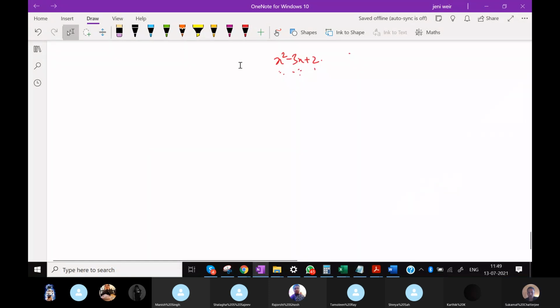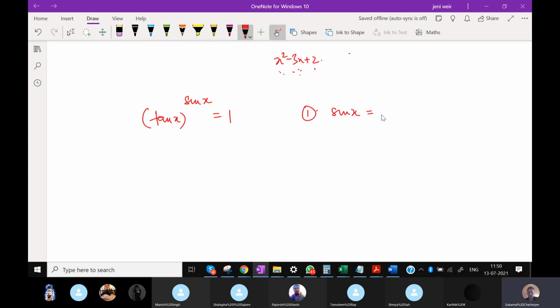Okay. Now let us take an example where we take trigonometry. So tan x to the power sin x equals 1. That means case 1 is sin x equal to 0 and tan x is not equal to 0, which is not possible. Wherever sin x is 0, tan x is 0. So this solution will not hold.